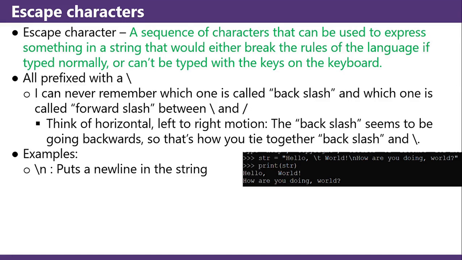Examples. Backslash n puts a new line in the string. Backslash t puts a horizontal tab in the string. And you can see how both of these work. In this example on the side, the backslash t tabs between the hello and the world, and the backslash n puts the rest of that string on a new line.